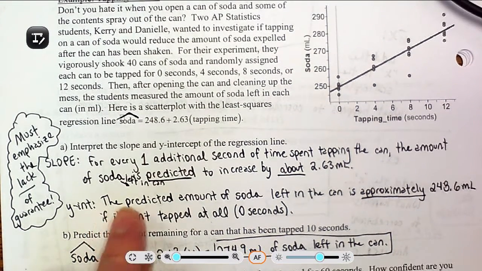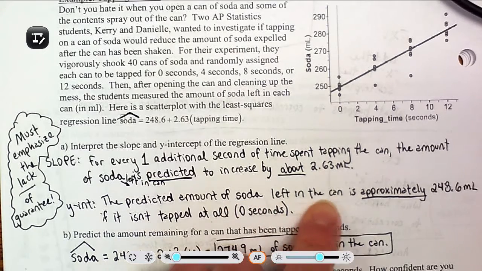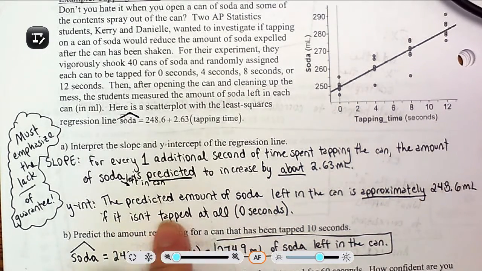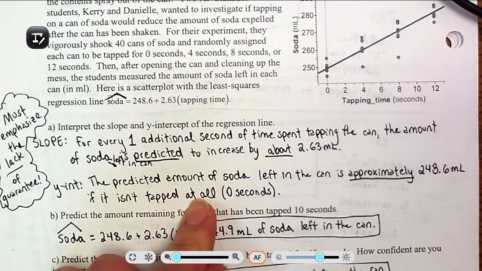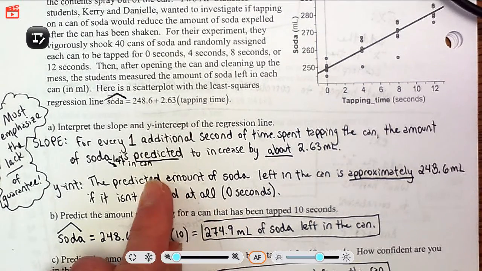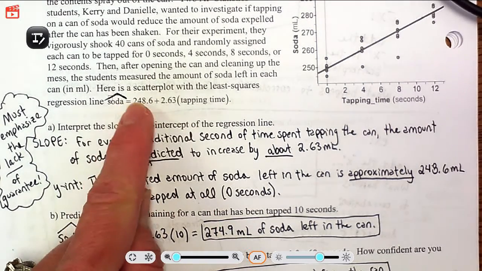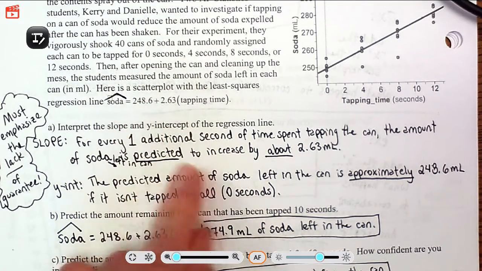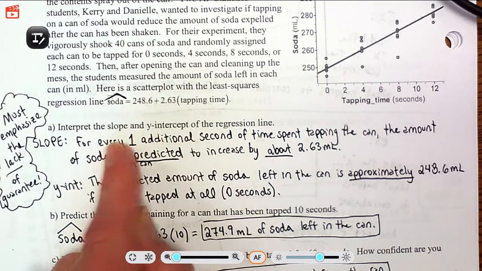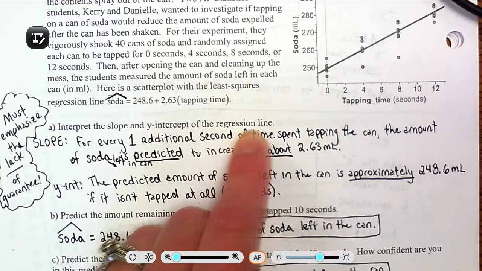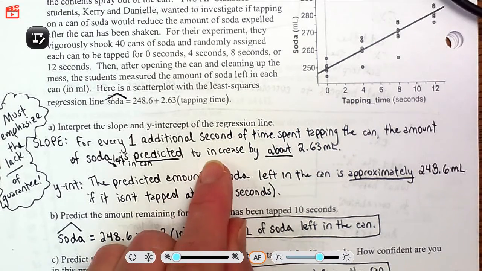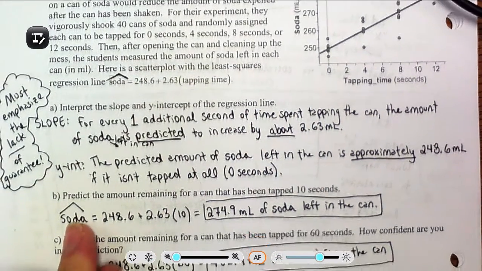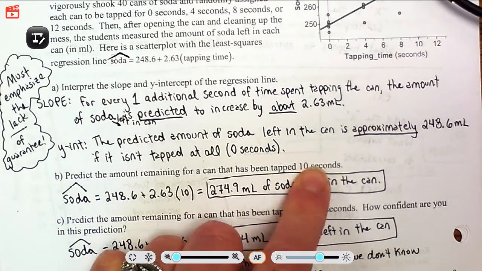The y-intercept: the predicted amount of soda left in the can is approximately 248.6 milliliters if it isn't tapped at all, 0 seconds. So we interpret the y-intercept as if it is the ordered pair 248.6 comma 0, and then we just interpret what that would mean. And for slope, we say for each additional 1 unit of x, there's approximately an increase or decrease of about m on the y.